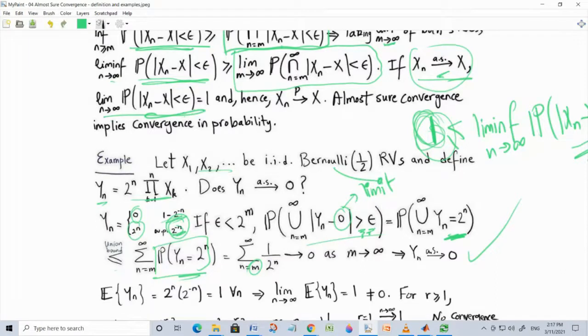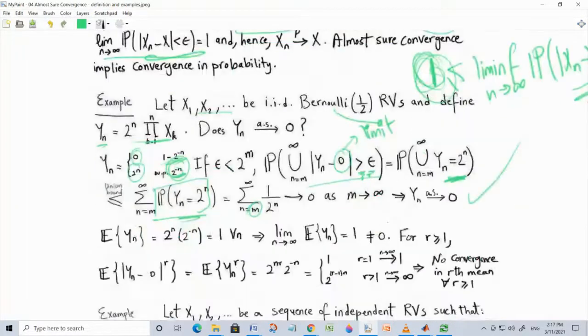Sometimes you write down things, you apply the union bound, and it's not giving you what you need. So again, it's not a universal trick, but it's useful in many problems to use the union bound.